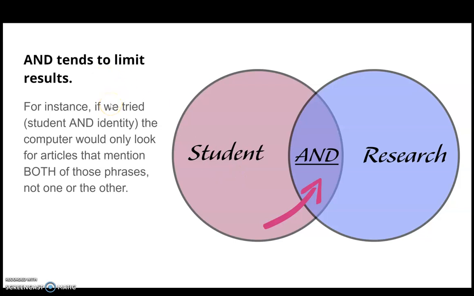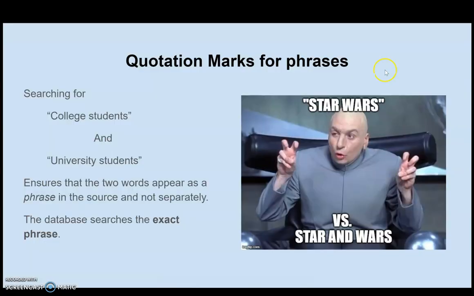When you use AND, it usually limits your search results. If you look at this, a circle for student and a circle for research, if those are our two search terms, the AND will show us just the places that mention both of those words, but not one where it only talks about student or only talks about research.